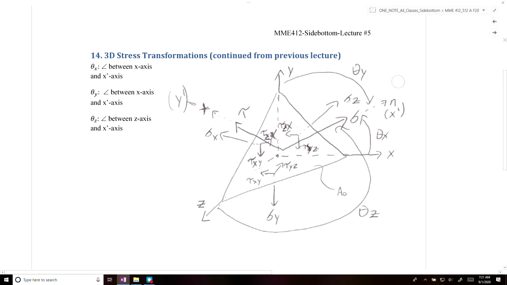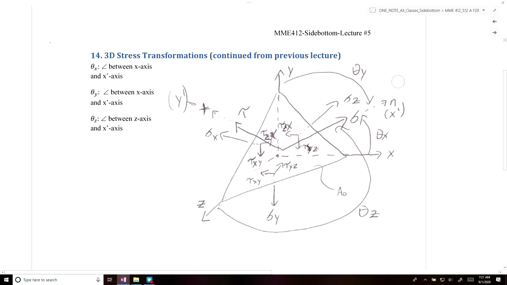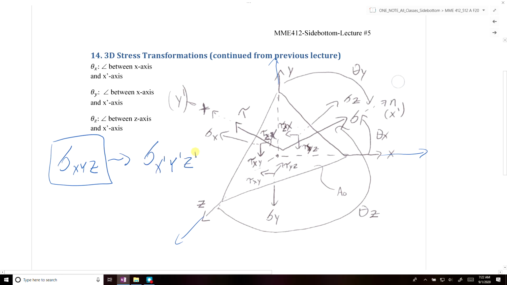So at the end of the last set of videos, we talked about 3D stress transformations. What this is stating is if we have one state of stress, let's call it sigma xyz, that's the state of stress in the xyz coordinate system, and we want to transform it to another coordinate system, which we're going to label as the x prime, y prime, z prime coordinate system. In order to do that, we need to know the relative orientation of the x prime, y prime, z prime coordinate system relative to the x, y, z coordinate system.